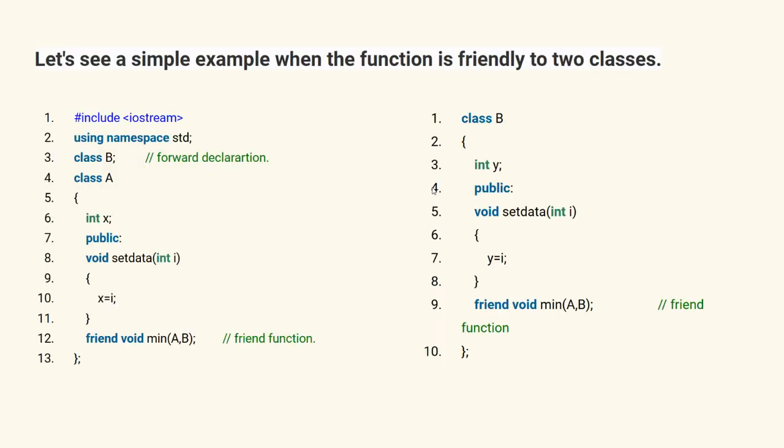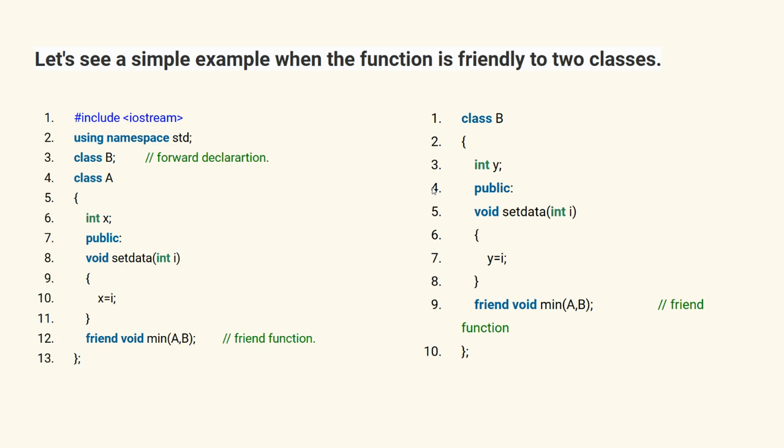Next we will see a simple example where the function is a friend to two classes. We are creating two classes A and B. We are giving a forward declaration for class B, and we are writing class A. In class A we are writing int x as private. In public we are writing void setData of int i, and in the logic we are writing x equal to i. After that we are creating a friend function, friend void min of a comma b.